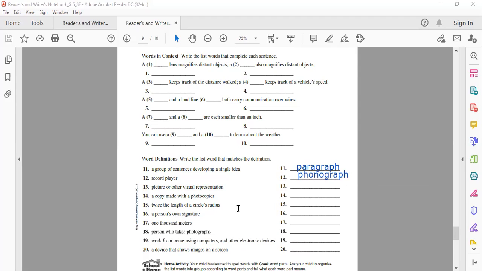A copy made with a photocopier. Now I have something written. I want to make a photocopy of that. Sorry, number 13, picture or other visual presentation. Something I make a picture of, or I draw it by my own hand. What do I call it, Jude?